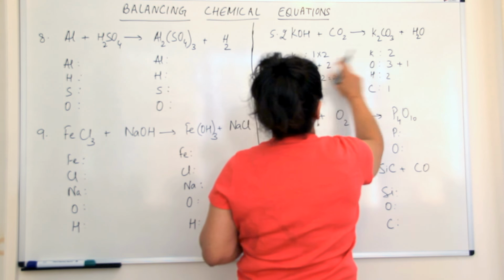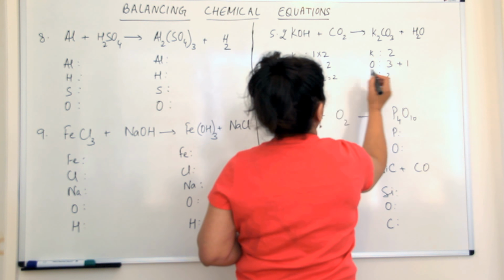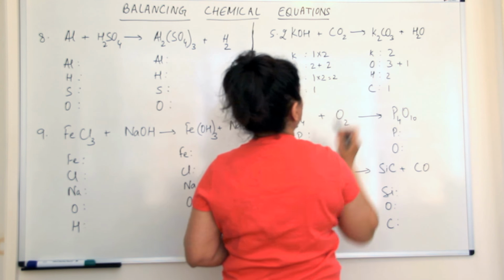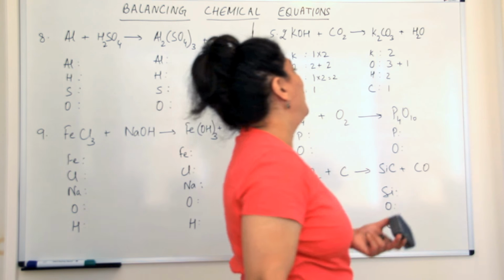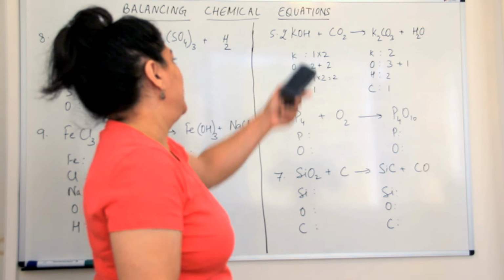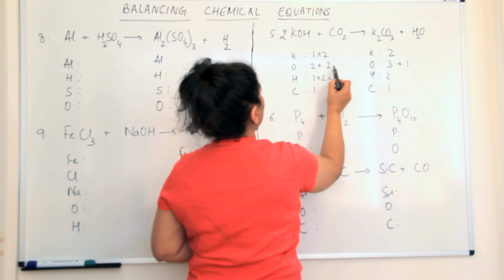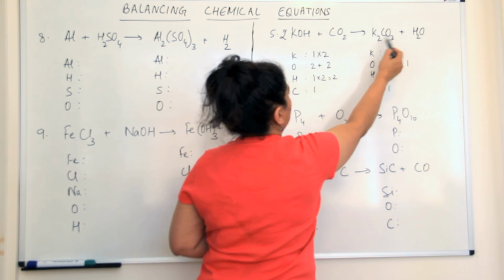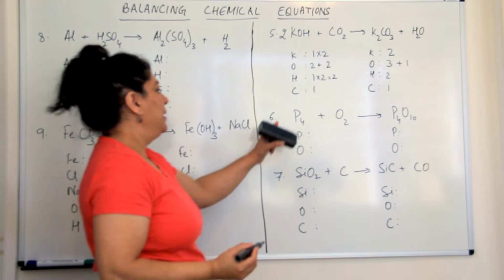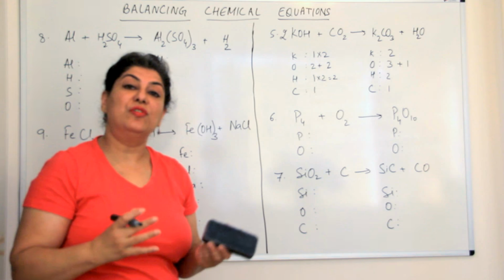Potassium, 2 on this side and 2 on this side are balanced. Oxygens, there are 4. Okay, 4 on this side and 4 on this side. That's balanced too. Hydrogens, there are 2 on this side, 2 on this side, and carbons, 1 on each side. I think we've achieved the balancing. The equation is now balanced. 2 potassiums, 2 oxygens are 2 plus 2 would be 4, and 3 plus 1 is also 4, and 2 and 2, 1 and 1. Balanced.